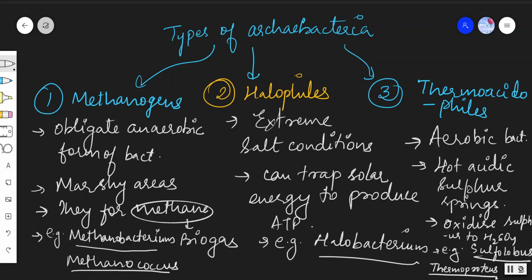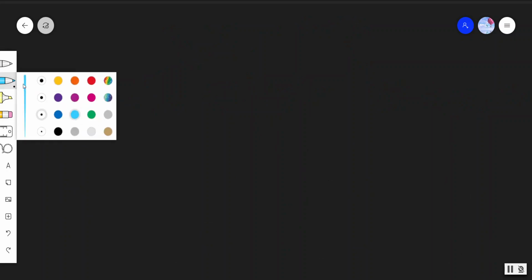Now thermoacidophiles are present in hot acidic sulfur springs, and they are doing what? They are oxidizing sulfur into sulfuric acid. So up to here I guess everything is clear: the types of Archaebacteria and the main characters of Archaebacteria. Clear? So let's move to the last point of this topic, Archaebacteria, that is the importance. What is the importance of Archaebacteria?